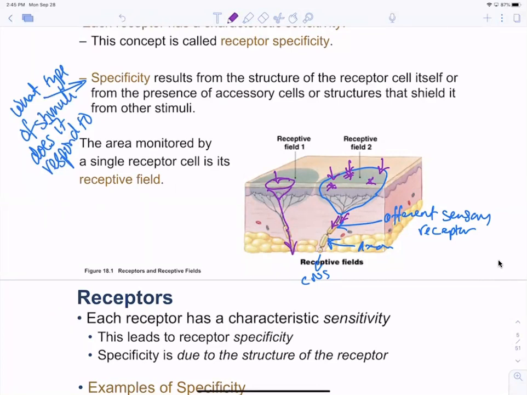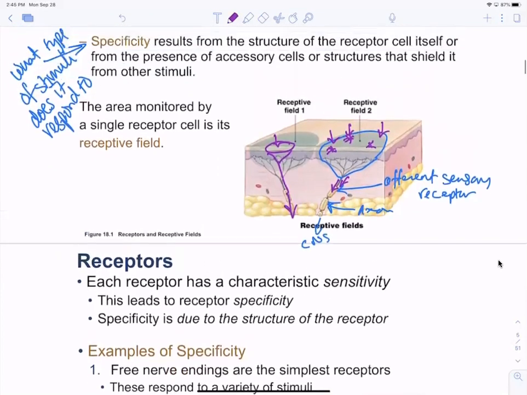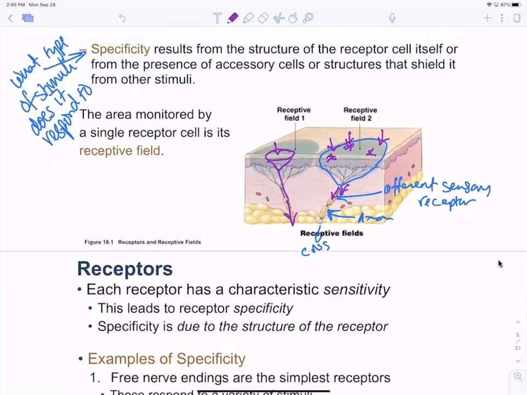So being able to localize or pinpoint where sensations are coming from is in large part due to how big the receptor field is. And that is to say, how many sensory receptors are in that given area. The more sensory receptors in that area, the more you can pinpoint exactly where the sensation is, versus one sensory receptor to a very large area. You just generally know where that sensation is coming from.